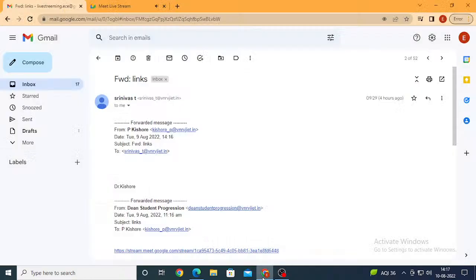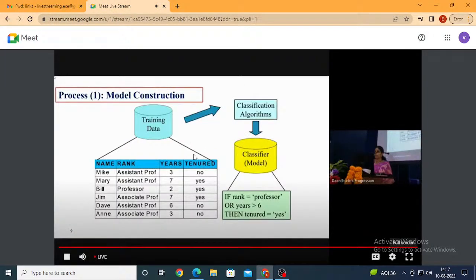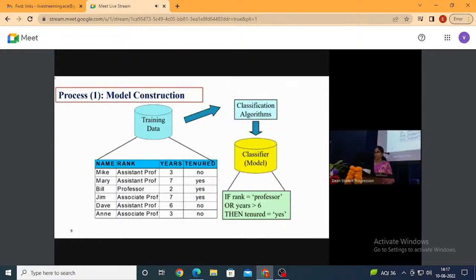And whether he's tenured or not, that data is already given to you. Now what I do is I take that particular data and apply a classification algorithm. The algorithm could be a decision tree, a KNN algorithm, or naive Bayes. Depending upon the kind of data I'm dealing with, I choose the algorithm. So once I take that, I build a model.